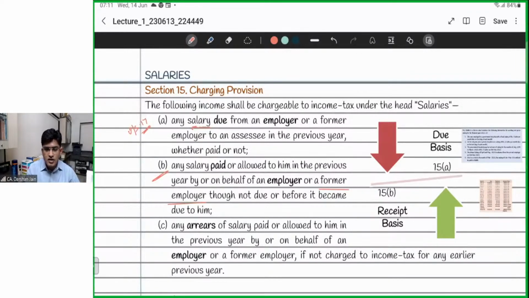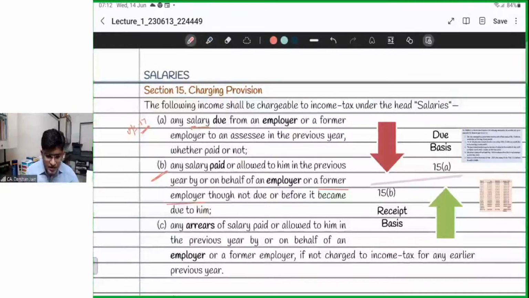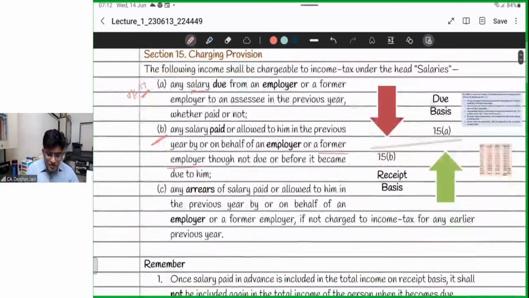So, if a person is in receipt of pension from a former employer, although there is no existing employer-employee relationship, yet the pension would be taxed under this head, and therefore you've got salary becoming due from employer or former employer, or any salary paid or allowed to him during the previous year by the employer or the former employer.